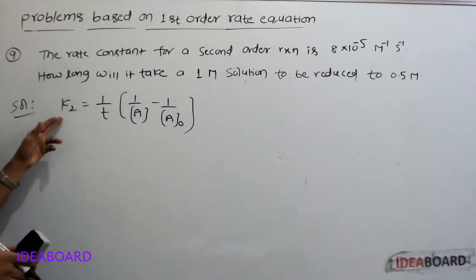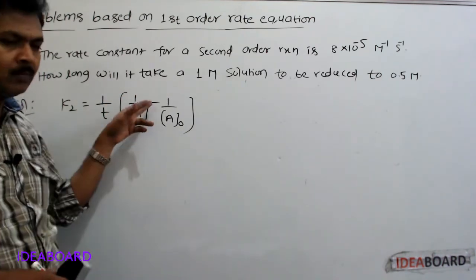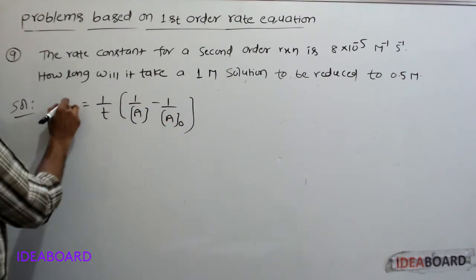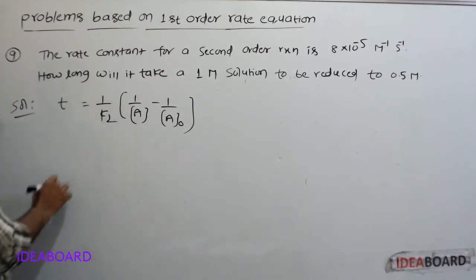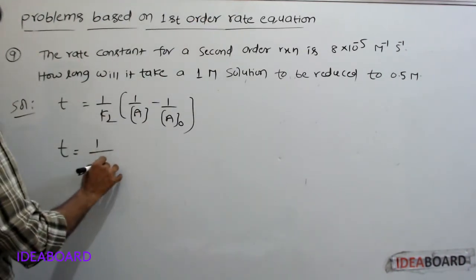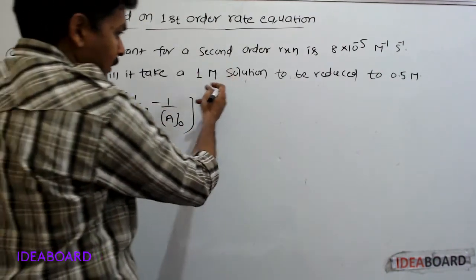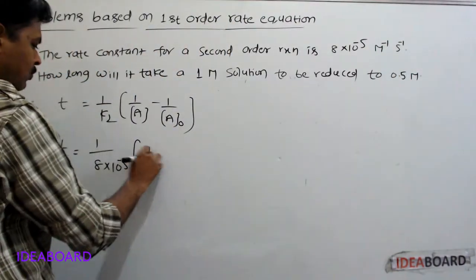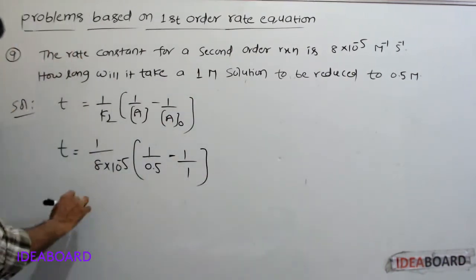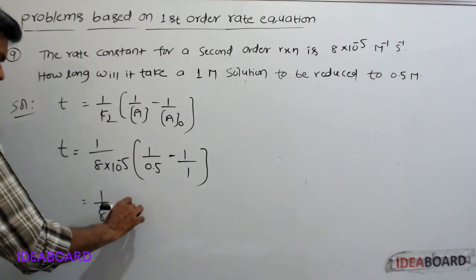K2 is the second order reaction rate constant. K2 is equal to 1 by T into 1 by concentration of reactant after some time minus 1 by initial concentration. Here we should calculate time. So I am writing like this: T is equal to 1 by K2, 1 by rate constant 8 into 10 power minus 5, into 1 by concentration after some time, which is 0.5, 1 by 0.5 minus 1 by initial concentration 1.